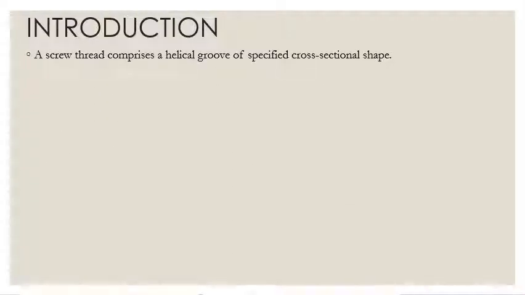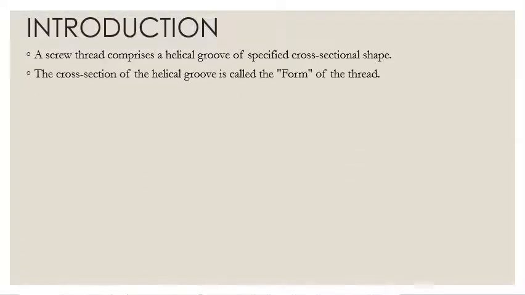A screw thread is generally a helical groove formed on a cylinder, or nothing but a spiral groove formed on a cylinder. We call it a screw thread. And if the same groove is formed on a cone, then we call it a tapered screw thread. The cross section of the helical groove, we call the form of the screw thread.